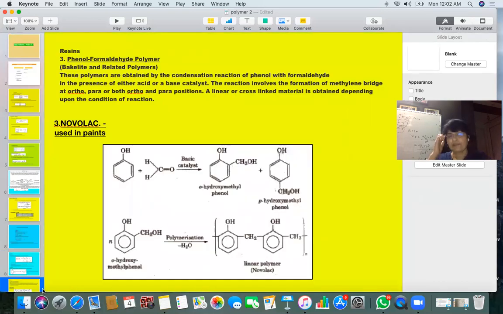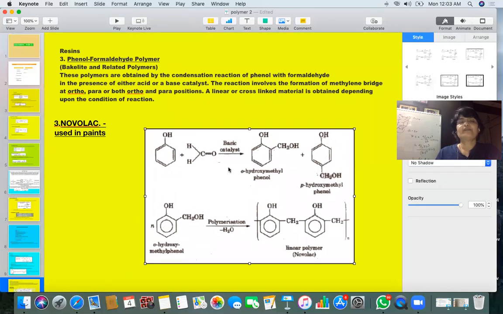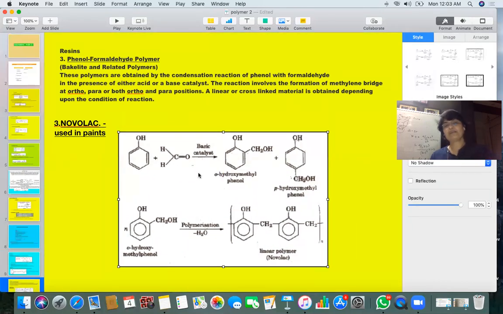Next, we are taking phenol formaldehyde polymers. Phenol formaldehyde polymers, basically, have the example of bakelite and related polymers. We'll see, in this case, what we have to check here: bakelite, and we also have Novolac. So we will come to bakelite. First, we need to check Novolac, which is used in paint. Novolac paint, you must have heard. This is phenol, and this is HCHO, formaldehyde.